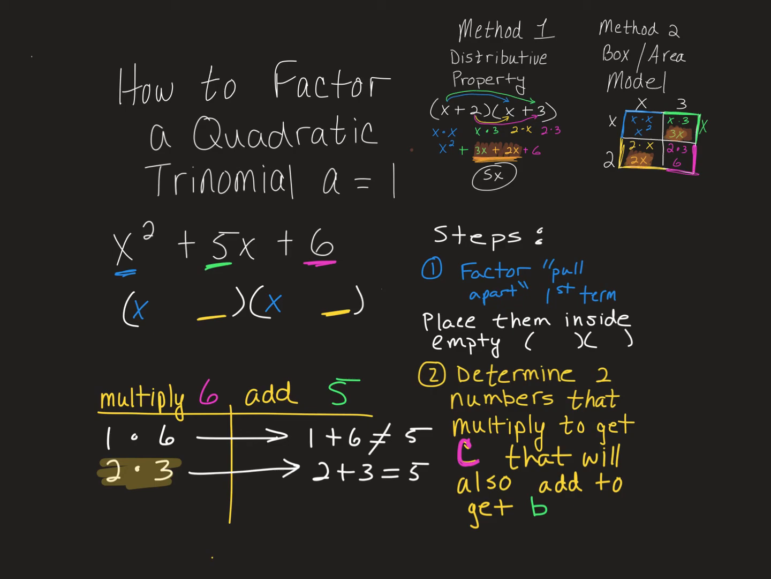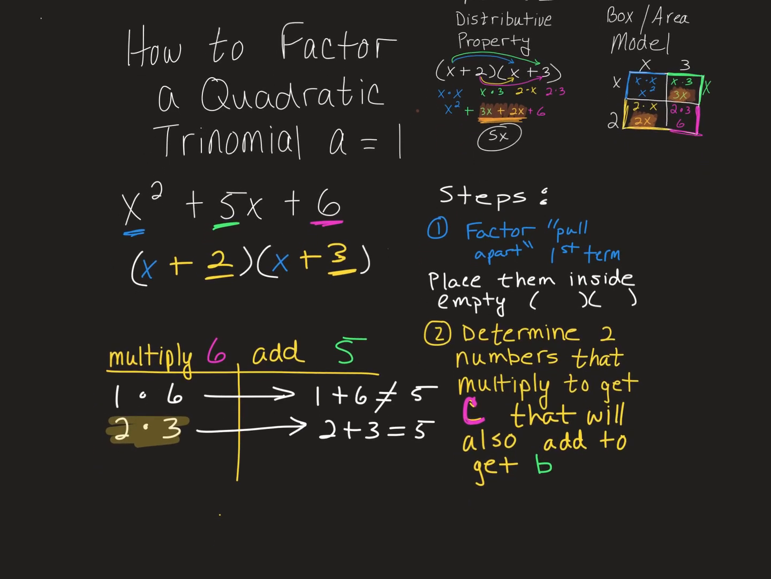And it has to be a positive 2 and a positive 3 because positive 2 times positive 3 is positive 6, and 2 plus 3 is 5. So that's how we know it's going to be x plus 2 and x plus 3. So once we've determined those two numbers, I kind of breezed past that, didn't I? We're just going to place them inside of those binomials.